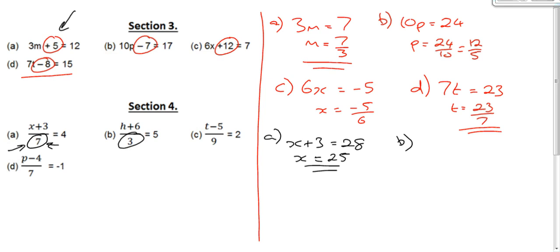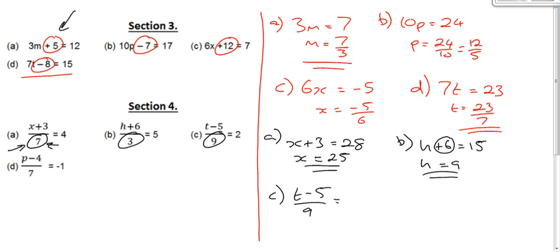B, what we're going to do is get rid of the divided by 3. So we've got h plus 6 equals 15, because remember we've multiplied by the 3. And then we've got to get rid of this plus 6, so we take it away, so h equals 9. Question C. Again, we get rid of the divided by 9, so t over 5 divided by 9 equals 2. Oh, yeah, so then we multiply by the 9. And if we multiply by the 9, then 2 times 9 is going to be 18. And then we've got to get rid of the minus 5, so we add 5, so t equals 23.